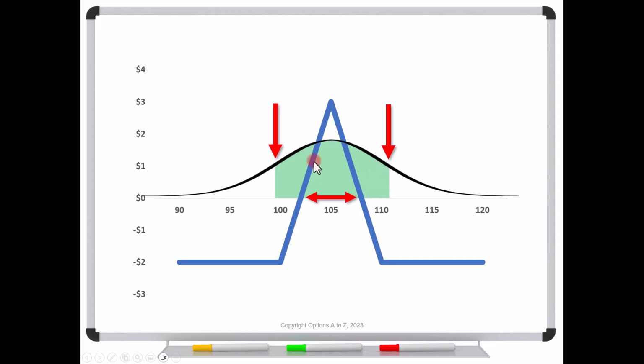So the main thing to understand is that it's okay if the stock price drifts away from this center. It's expected to. Don't morph just because the stock has moved $1 or 2 or 3 away from the center.